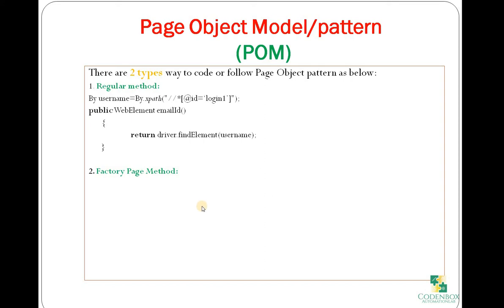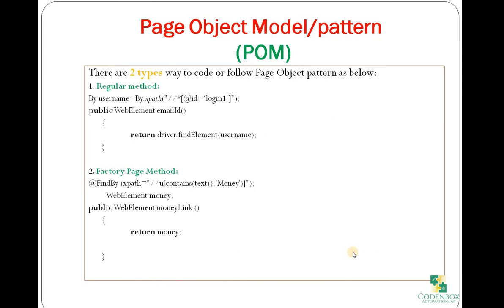This is a little bit different way, but either way, any one of the ways you can follow. Let's see the second way. In the second way, we use @find by as a keyword. So we put whatever the path, like ID, XPath, then the value of your locator, and before that we need to put @find by. The whole thing I will put in a variable. The second line would be the variable, like in the example over here, I put money, and the return type is a web element.